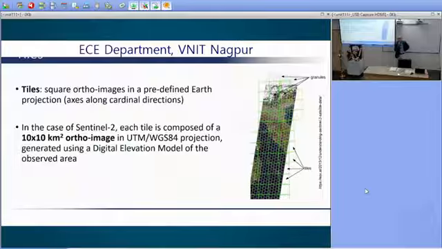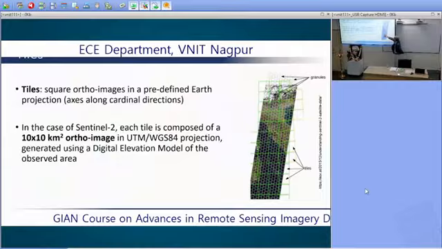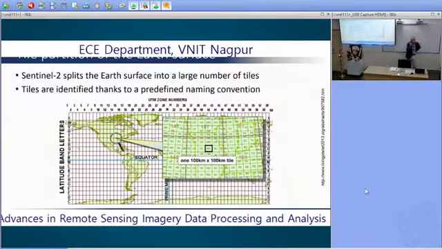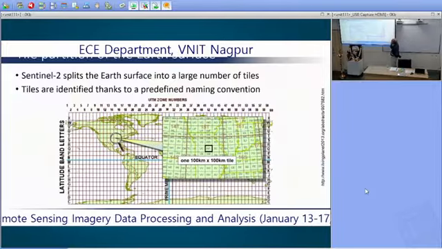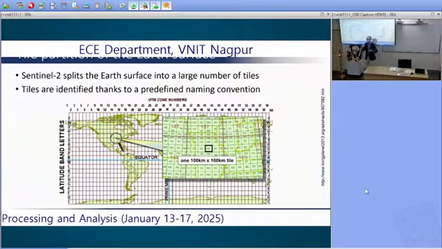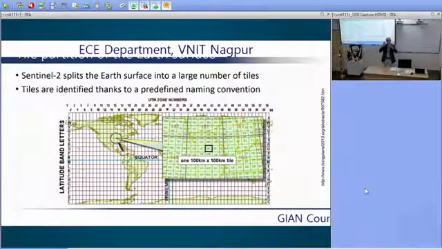Let me add one thing. Even when you remember this, this is the swath, and this is the arrangement of tiles. But actually, this is how it works with Sentinel. Basically, what I do is split the Earth surface into a regular grid, with arrangements also to take into account the round, spherical shape of the Earth.